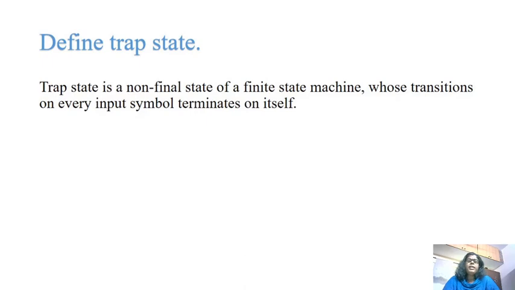A trap state is a non-final state of a finite state machine whose transition on every input symbol terminates on itself. It should not take us to a final state. A trap state is a non-final state of a finite state machine.